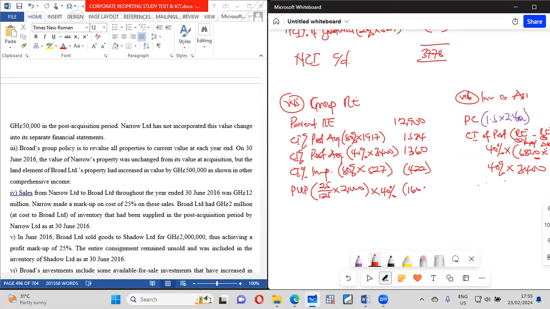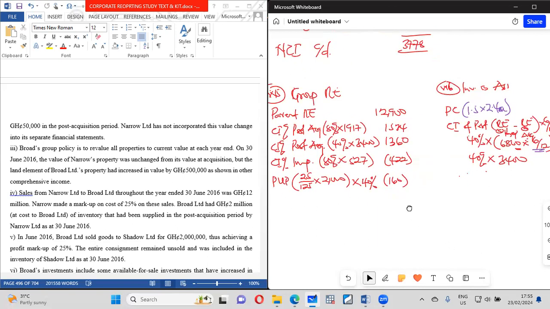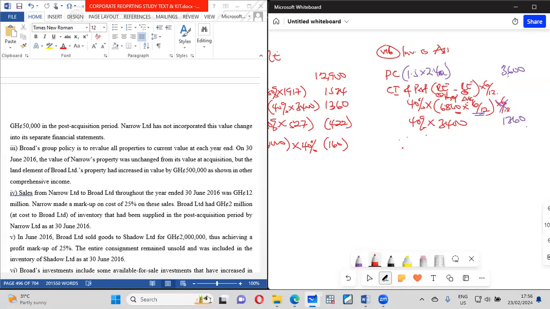We don't take the entire part because we don't consolidate that one. Since the parent sold, it will be here in the CI share. If the associate is the one that sold, it will only be here. It won't come here. So the CI share of PAP, provision for unrealized profit, is 40% multiplied by 25 over 125 by the 2 million.